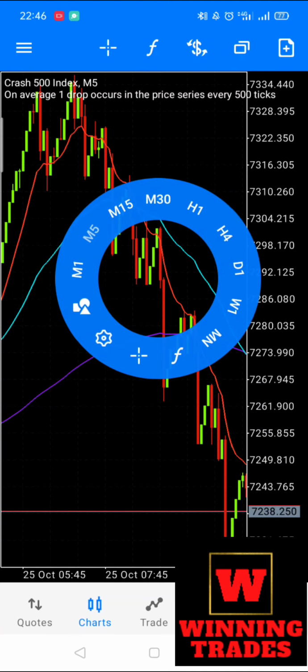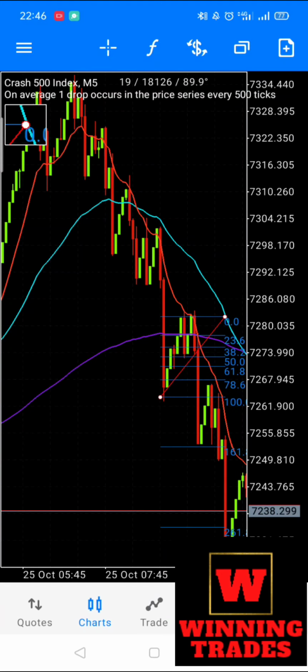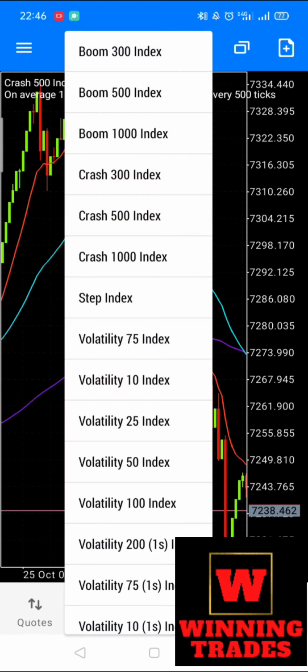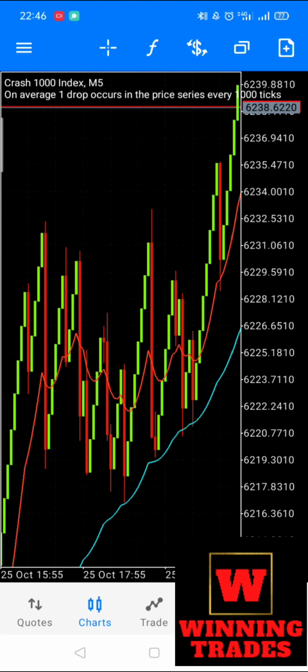You bring out another Fibonacci tool again. You check this out. Look at this, profit all the way, guys. This strategy works. I don't know how else to say it. Now you go to crash 1000. I don't want to waste too much time any longer. Go to crash 1000.